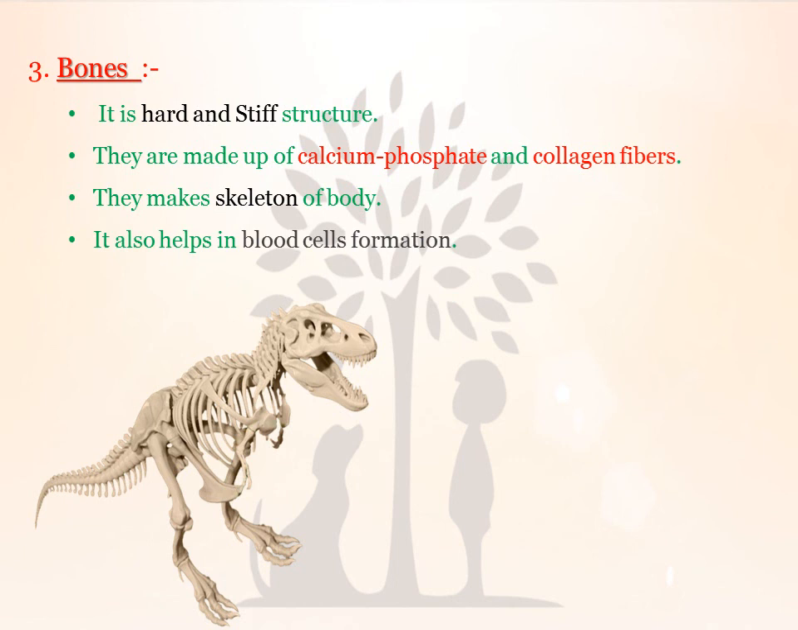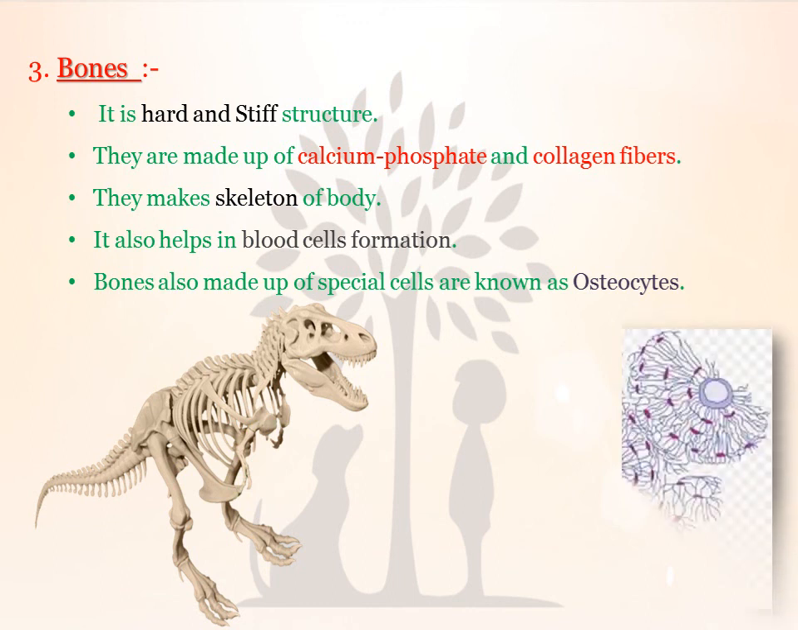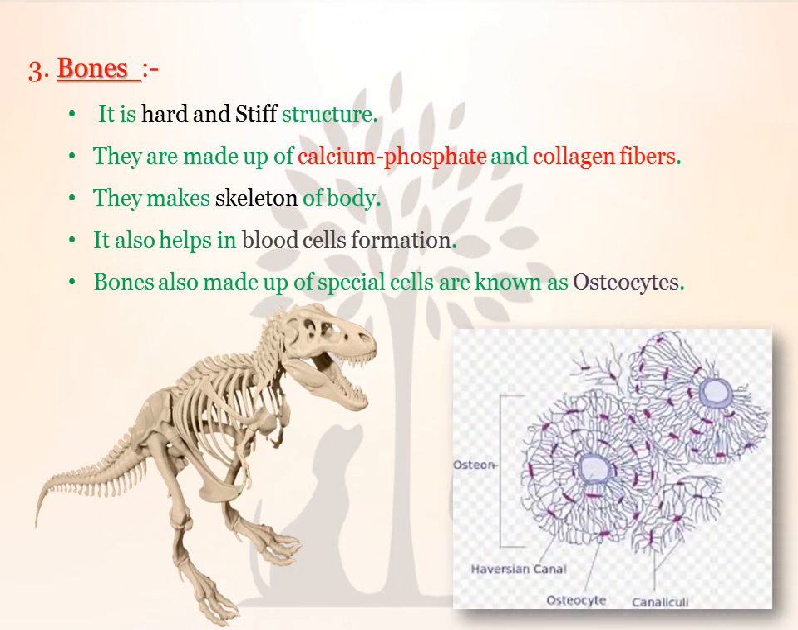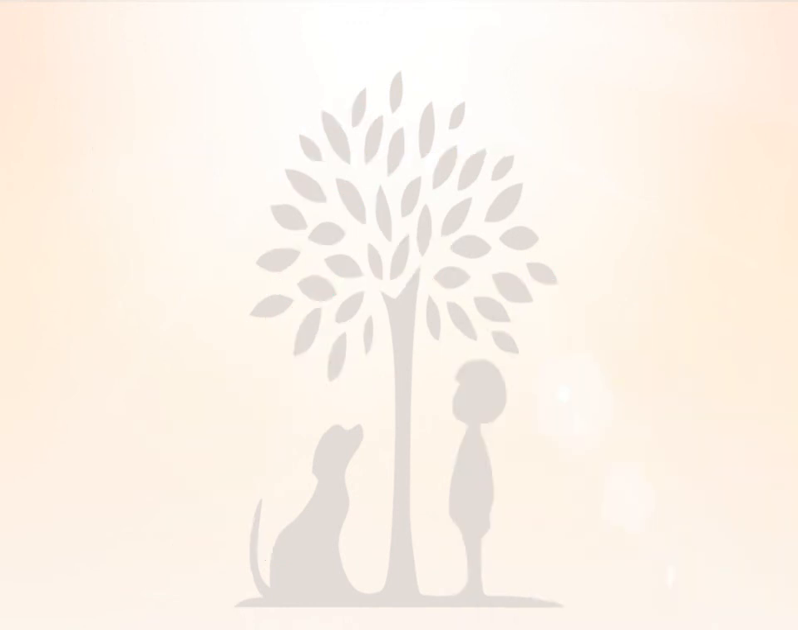It also helps in blood cell formation, as we already discussed, that bones contain bone marrow where the blood cells are formed. Bones are also made up of special cells. These cells are known as osteocytes. This is the structure of an osteocyte.